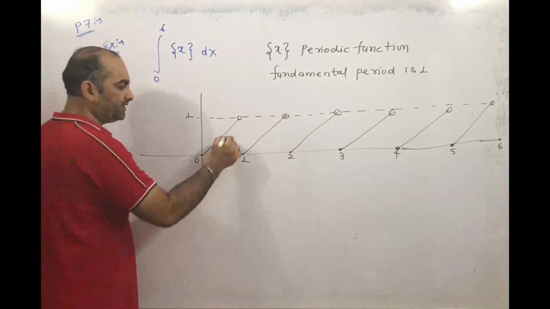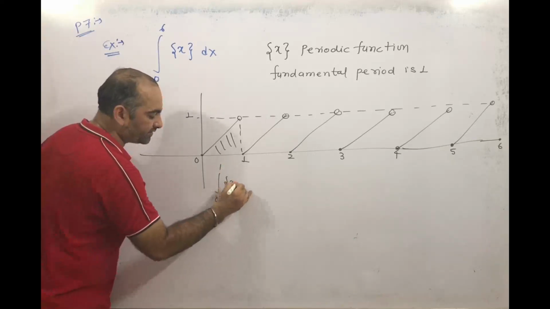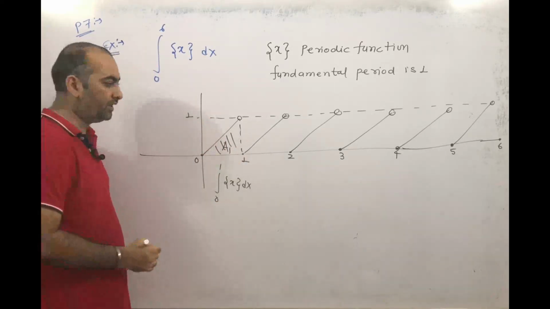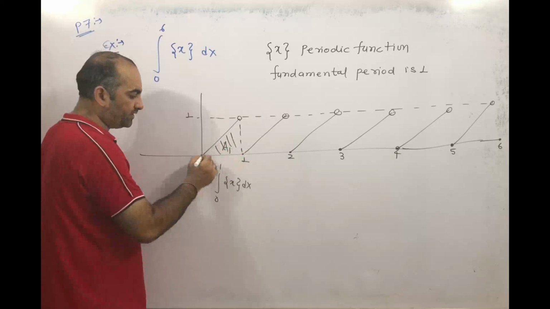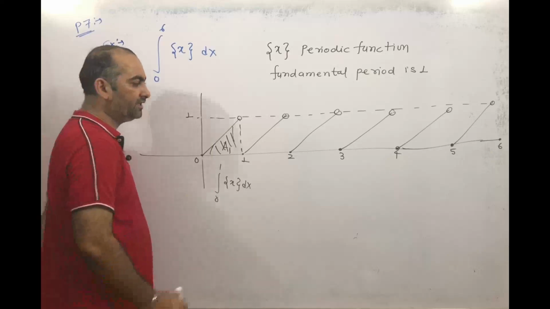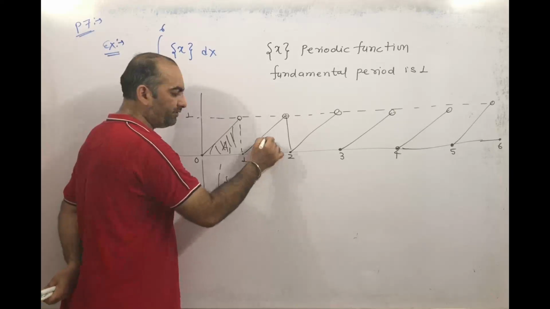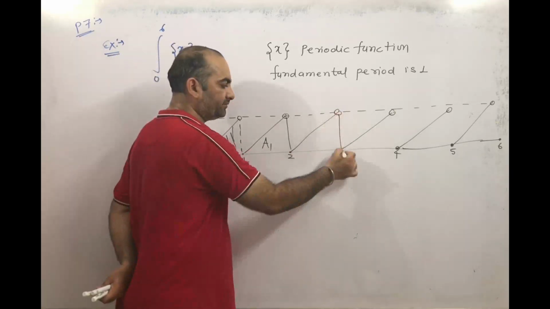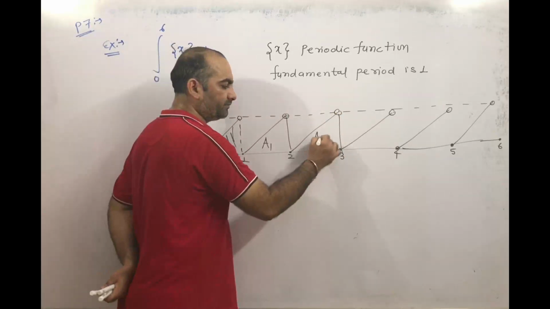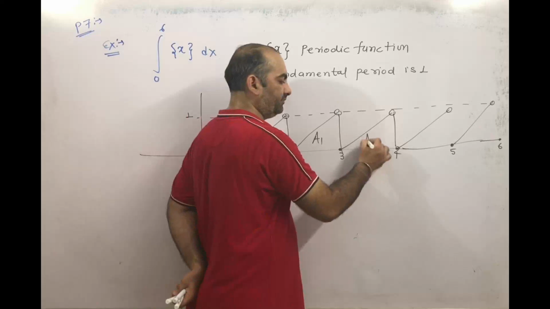So this area till here is integration 0 to 1 fractional part of x dx. Suppose this area is A1. Now here you can see this is a triangle, so this area is the triangle area. Height is 1 and width is 1. Similarly this is also a triangle, height 1 and width 1, so this area also is A1. Similarly this area: width is 1 and height is 1, so this area also is A1. Here also width is 1 and height is also 1, so this area also is A1.